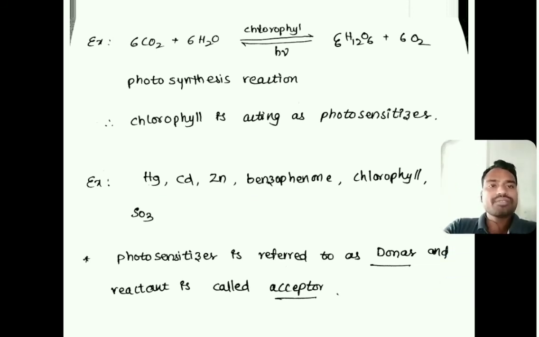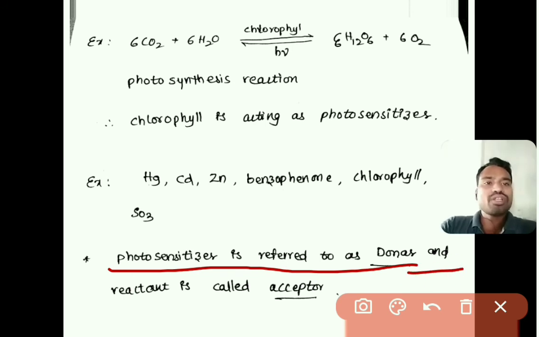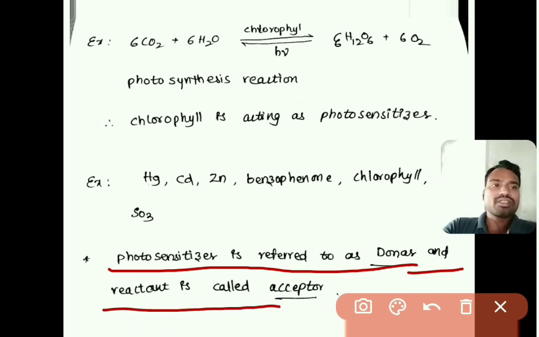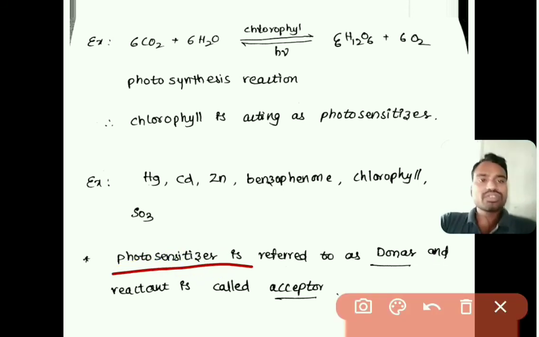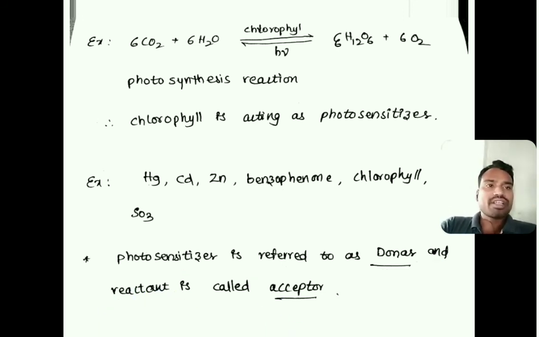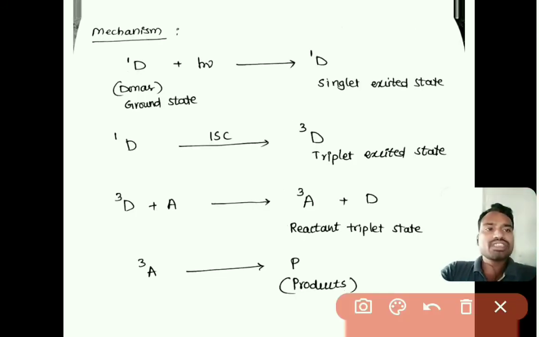In photosensitized reactions, the photosensitizer is referred to as the donor and the reactant molecule is called the acceptor, because the photosensitizer absorbs the energy and gives it to the reactant molecules, means it is donating the energy to the reactant molecule. So the photosensitizer is called the donor and the reactant is called the acceptor. Now we will see the mechanism of photosensitized reactions.